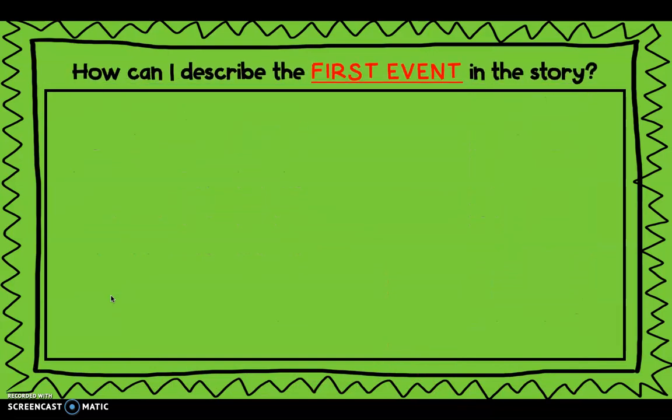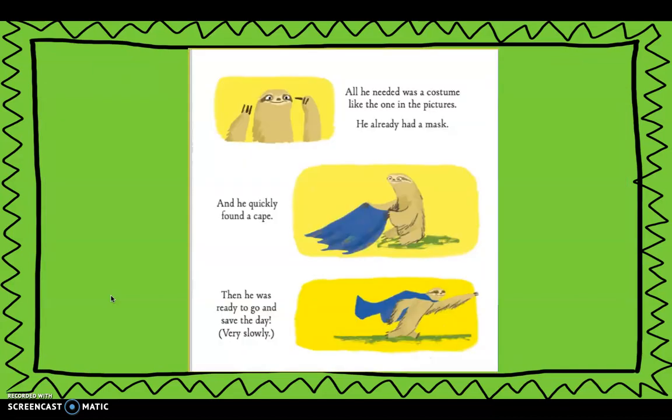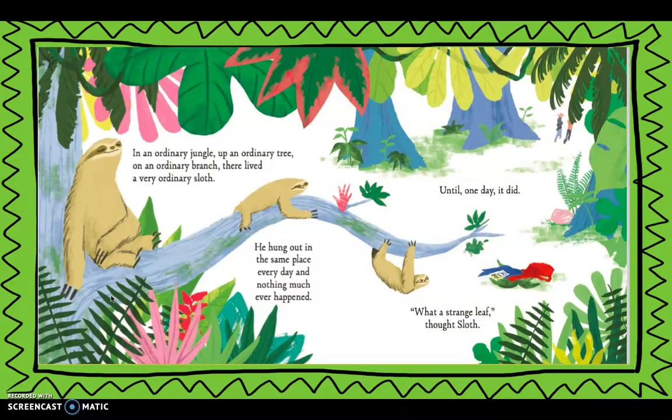Now, how can I describe the first event in the story? Well, it's important to go back to the text and remember what happened first. So I'm going to go back. And here I am. Here's the first page of the book. And I can use pictures because that's important too.